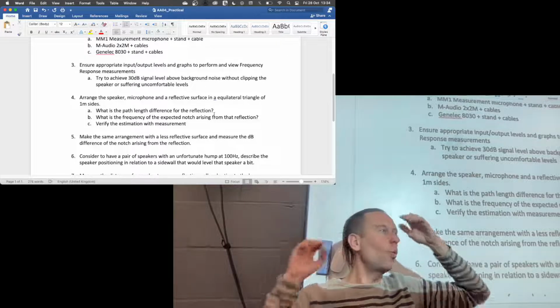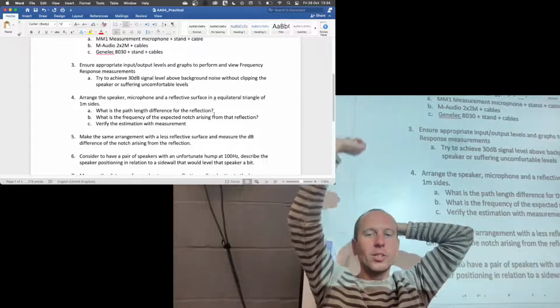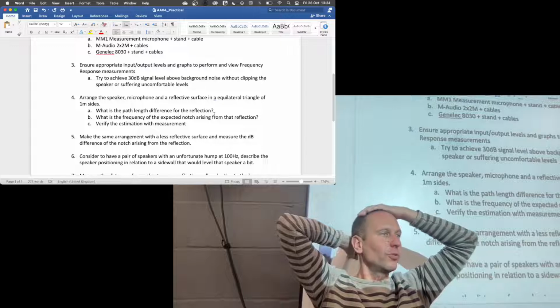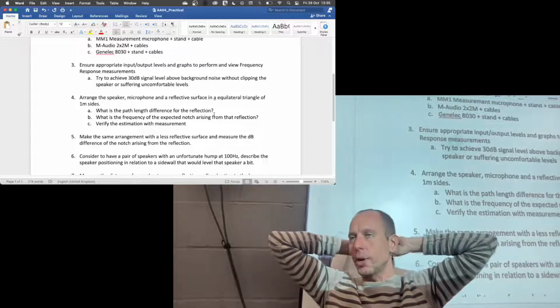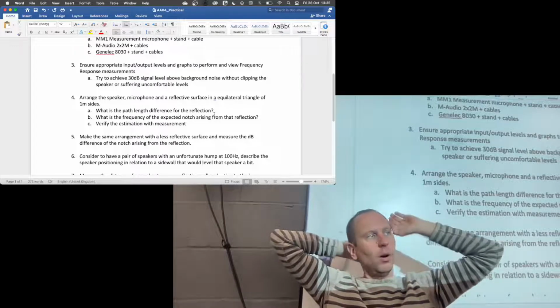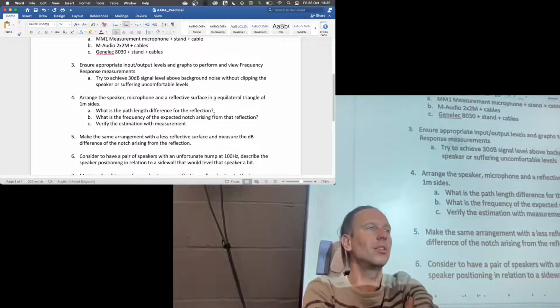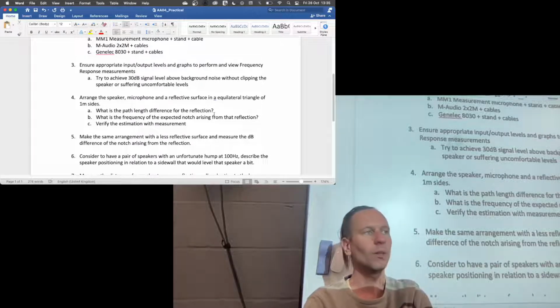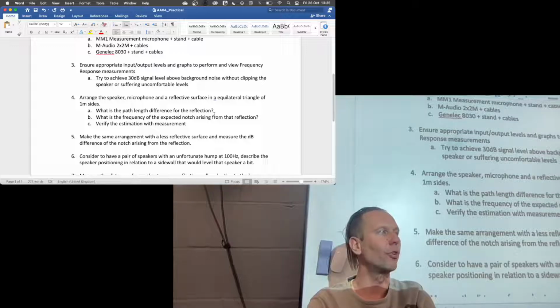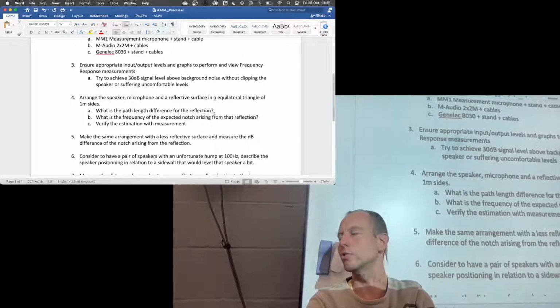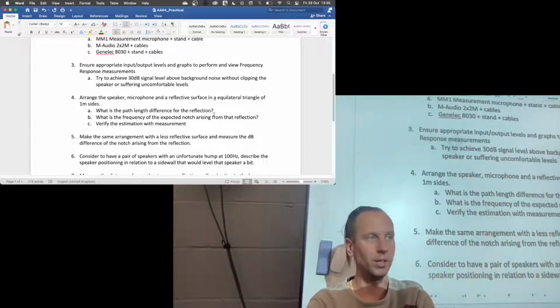So how do we figure out what is the frequency notch? At what frequency do we expect a notch? What is the phase difference that is necessary for destructive interference? So it's 180 degrees, yeah, which is half the period.